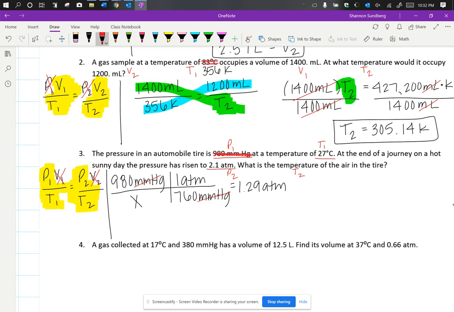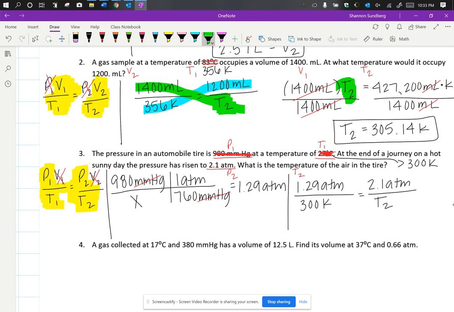27 degrees Celsius. Nobody likes Celsius. And when you add 273 to that, you're going to get 300 Kelvin. Okay, now we're in business. Now we can solve this problem. So, first pressure is 1.29 atm over my first temperature, which is 300 Kelvin. And my second pressure is 2.1 atmospheres over my second temperature, which is T2. And I'm going to highlight that so I don't lose it.